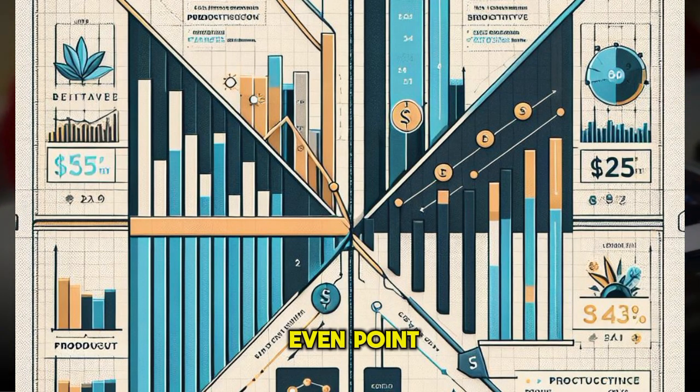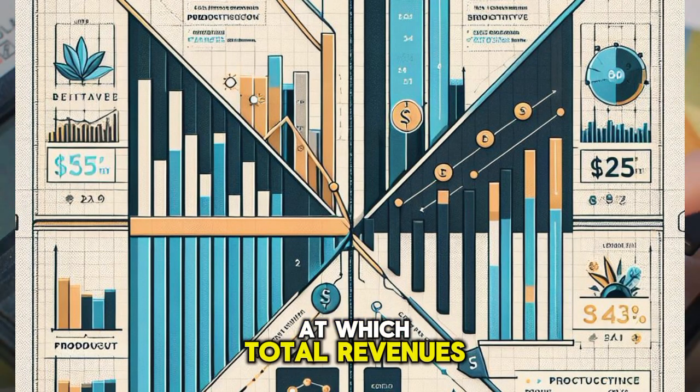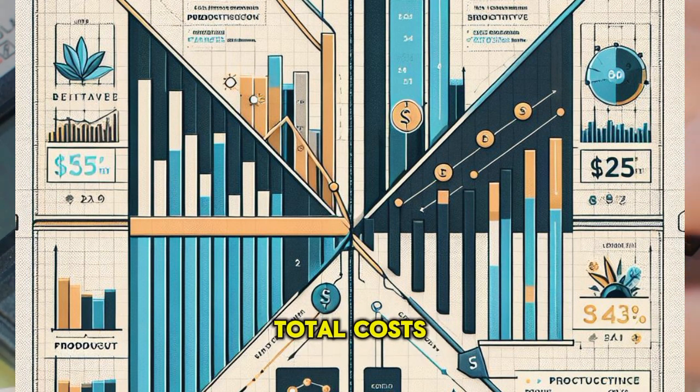Next up is break-even point. This is the stage at which total revenues equal total costs. Simply put, it's when a business neither makes a profit nor incurs a loss.